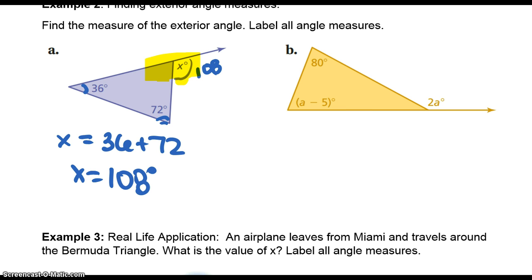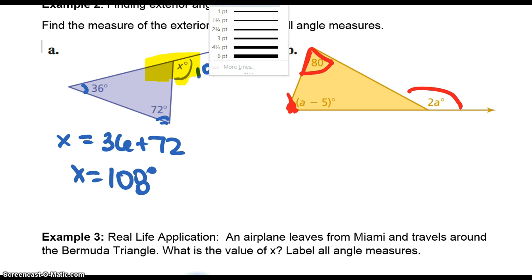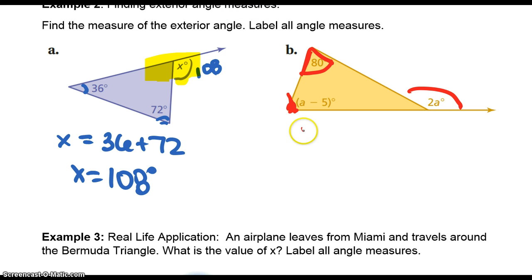Okay, let's go on to example B. The two non-adjacent interior angles right here, the sum of those is equal to 2A, the exterior angle. So let's write an equation. Let's start with 2A. What is that equal to? The sum of these two. Sum means add, so I take A minus 5, I add 80, and they're equal. Remember that equality sign right there.